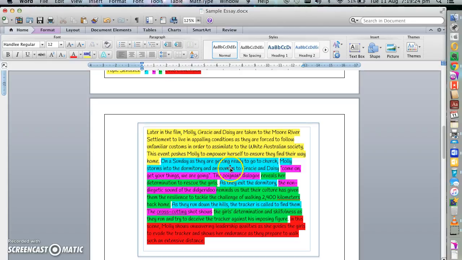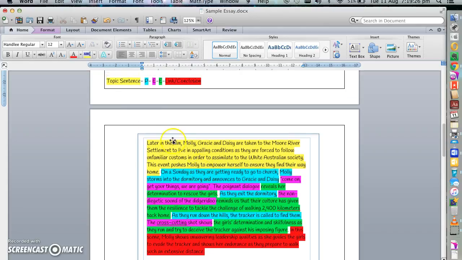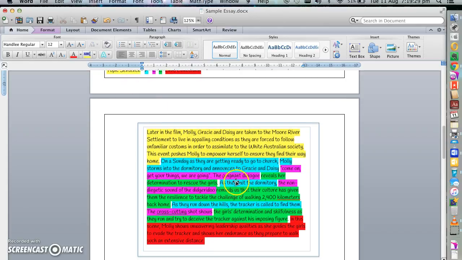As you can see, I do provide a bit of context of what's happening in the scene, so please don't forget that. Don't go straight into your analysis of the dialogue or of the film technique or the camera shot or angle. Give a bit of context of what's happening in that scene.